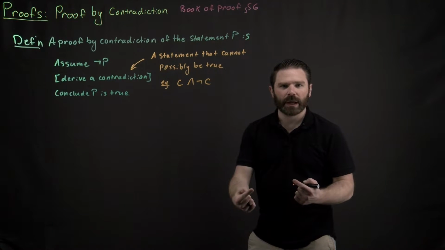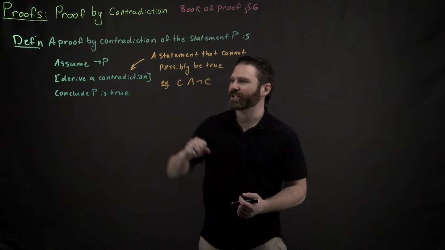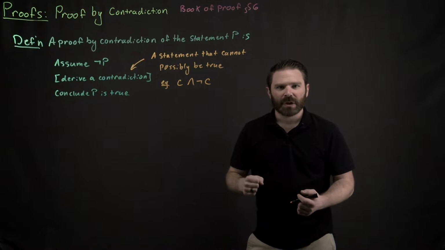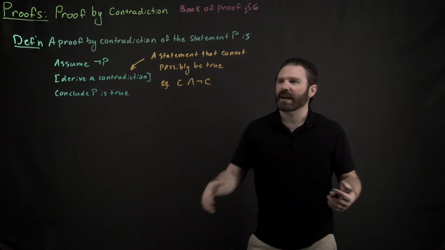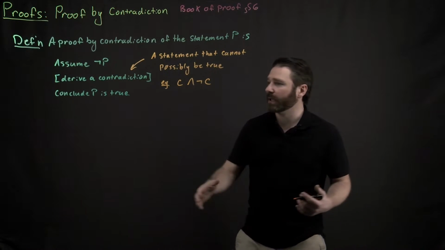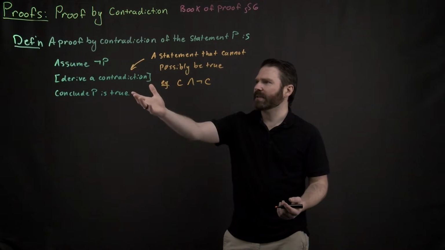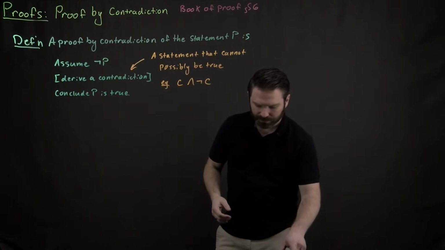After that point, though, it requires a little bit of creativity, because the contradiction that you're going to derive, you might not know what it is. You have to go out and you have to find it. But then after you find that contradiction, you can conclude that P is true. And why can you do this? How does this proof technique actually work?